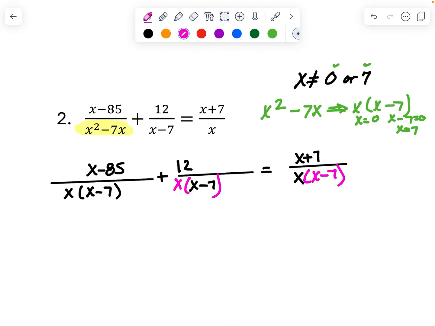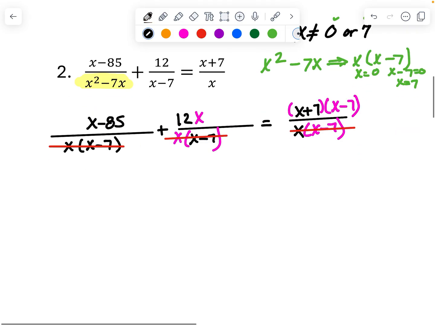That's what I want all the denominators to be. So this is going to need an x, and this is going to need an x minus 7. Now all the denominators are the same. And if all the denominators are the same, all the denominators cancel. So if all the denominators are the same, then the denominators are gone.